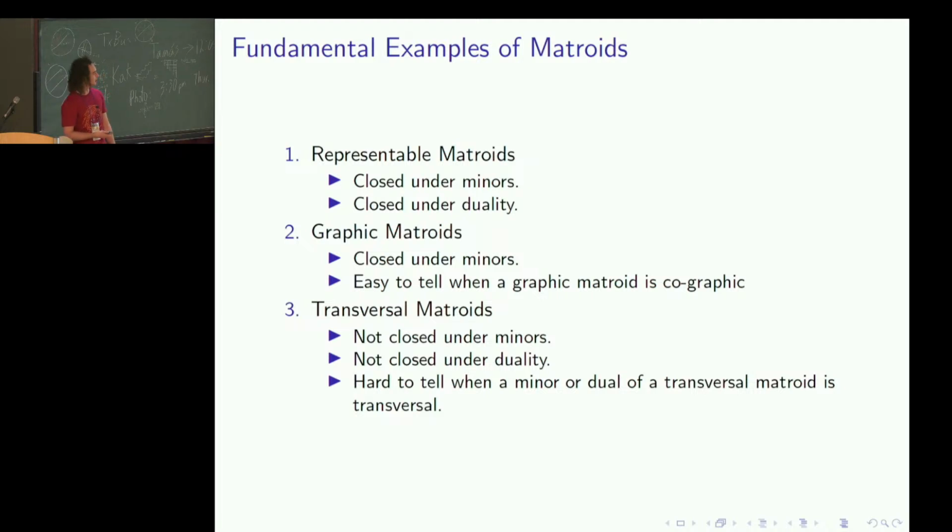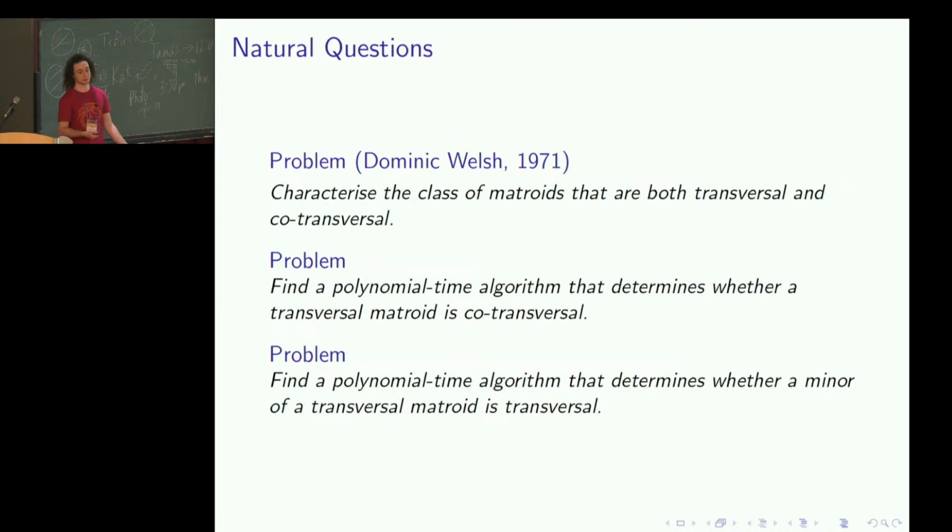So we get these nice natural questions which were asked a long time ago. In 1971, Dominic Welsh asked if we could characterize the class of Matroids that are both transversal and co-transversal. So that's asking for the duality problem. Obviously, it's very easy to characterize this class of Matroids. It's characterized right here. But what he's actually asking is if we can find a polynomial time algorithm to characterize these things. So we want an algorithm that will determine whether a transversal Matroid is co-transversal or not.